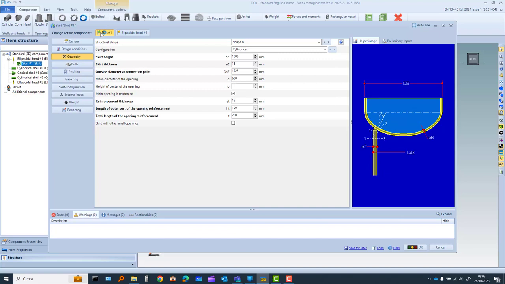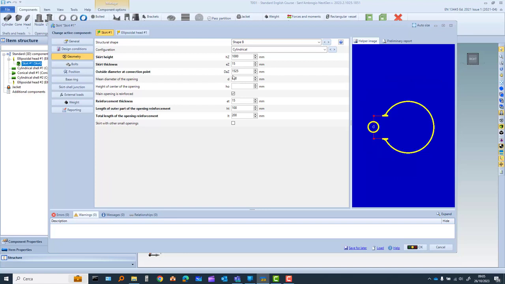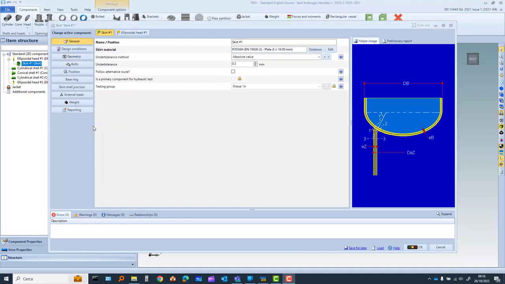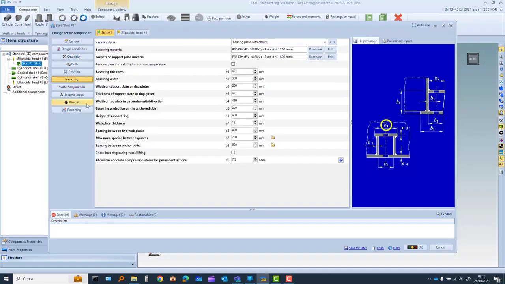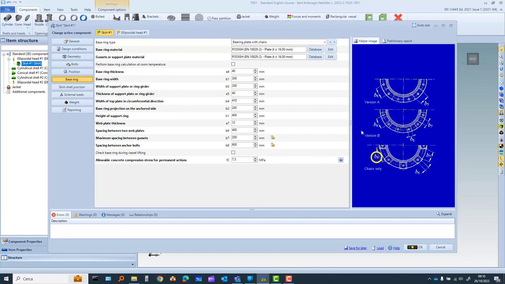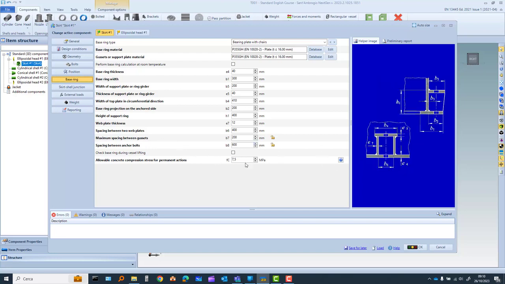And the skirt has a thickness of 15 millimeter, outside diameter 1 meter 500 and something. We look at the base ring. The base ring has a width of 300 millimeter. The width to place in circumferential direction of top plate in circumferential direction is 410 millimeter. You see, this is composed of a series of reinforcements. Let's check the wording.